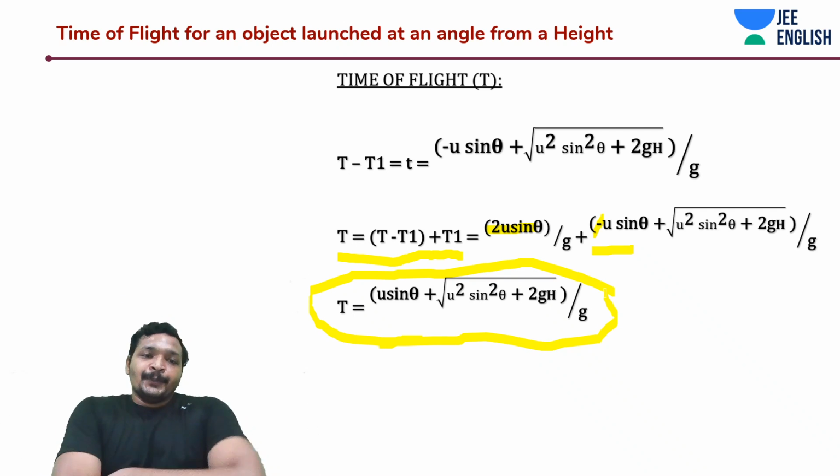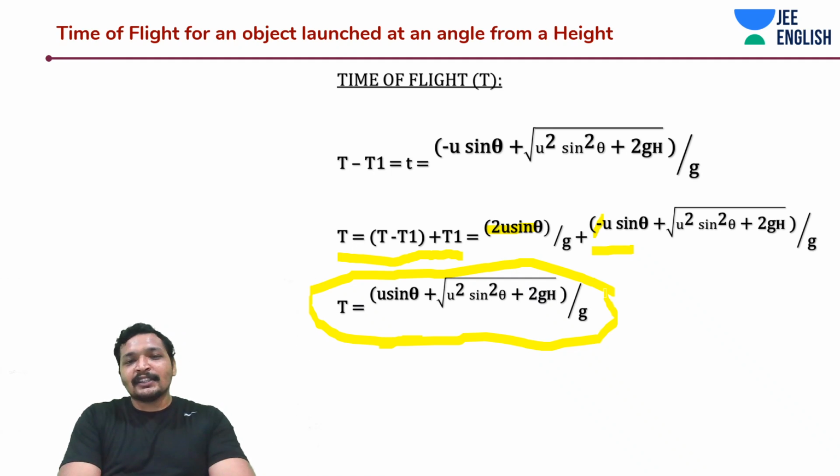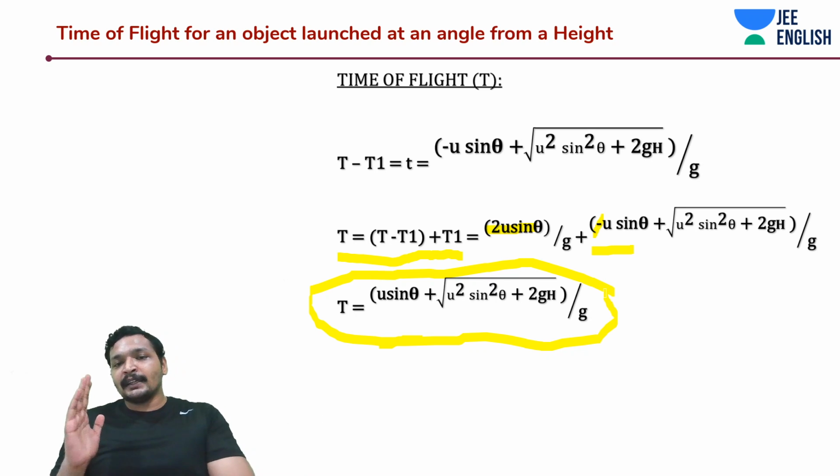So let me ask you, what would be the range? Range would be really simple, right? Again, it is going to be time of flight into u cos theta. That is all the range is. That is all the displacement traversed by this object along the x-axis.